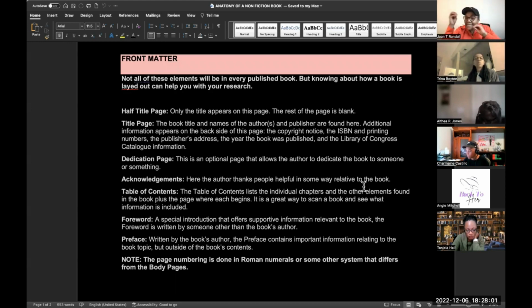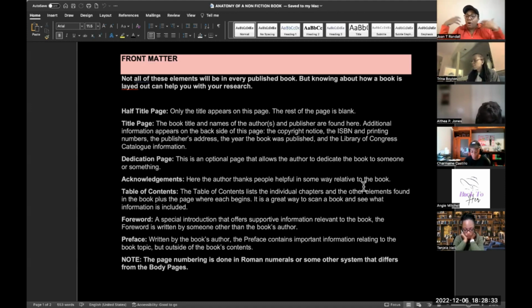But if it is going to be in your book, you want to make sure the dedication page comes right after the copyright page. So it would be your title page, the copyright page, and then the dedication page. And this is, if you want to dedicate the book to someone or to something or for a reason, this is where that would go. It could be one sentence. It could be a paragraph. You don't want it to be too long, right? The acknowledgements page comes right after the dedication page.